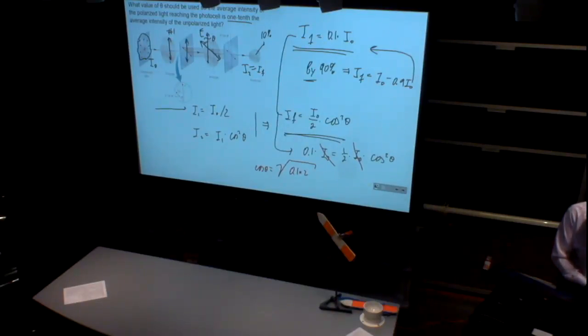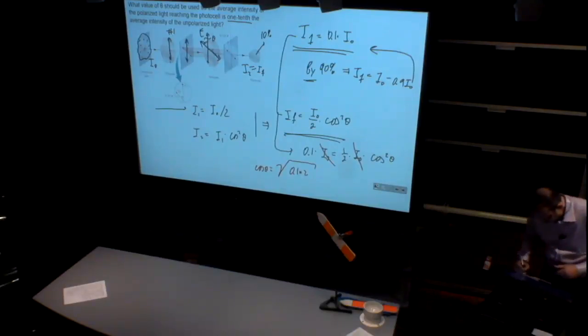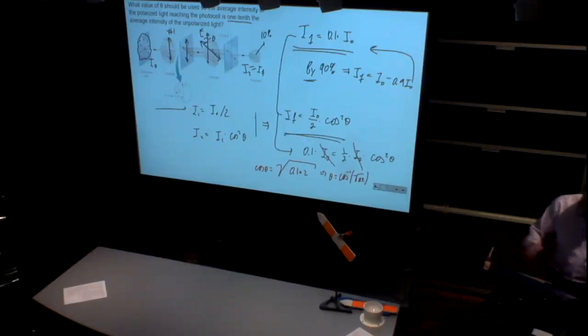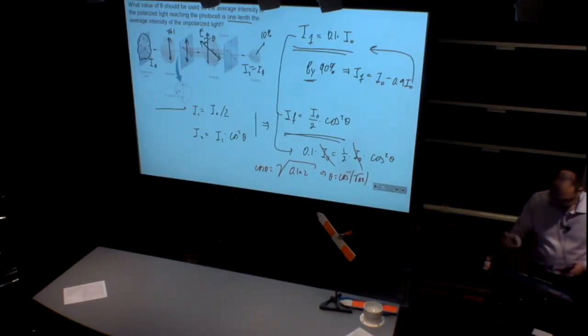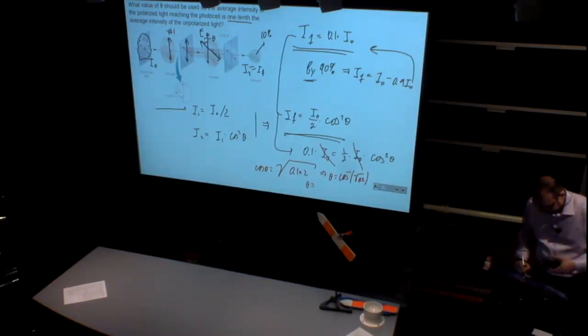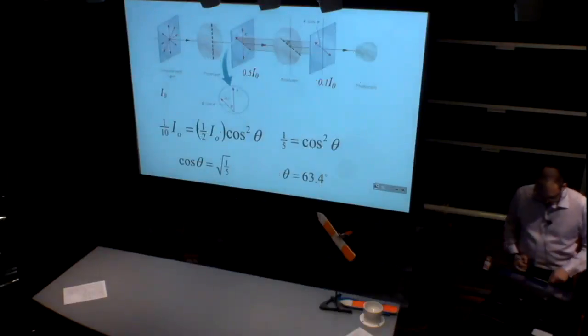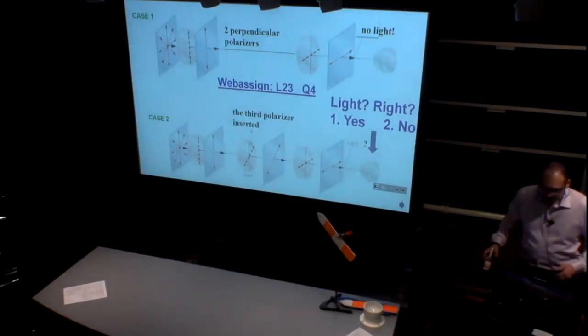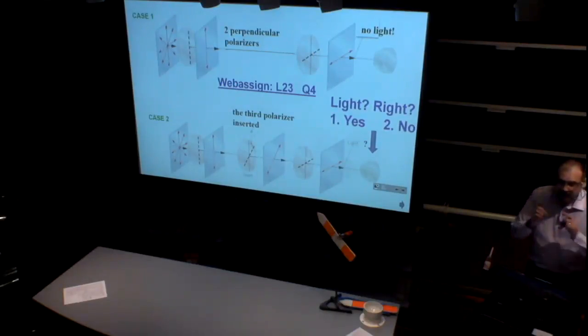Square root. I don't need this actually. I know it's a number. What I need is this. The angle should be equal to inverse cosine of this 0.2. That's what actually we are looking for. Inverse cosine. Where is it? Here. Inverse cosine of square root of 0.2. I've got 63 degrees. So the strategy for any problem related to Malus's law of polarization is always the same. Just look at the angle.